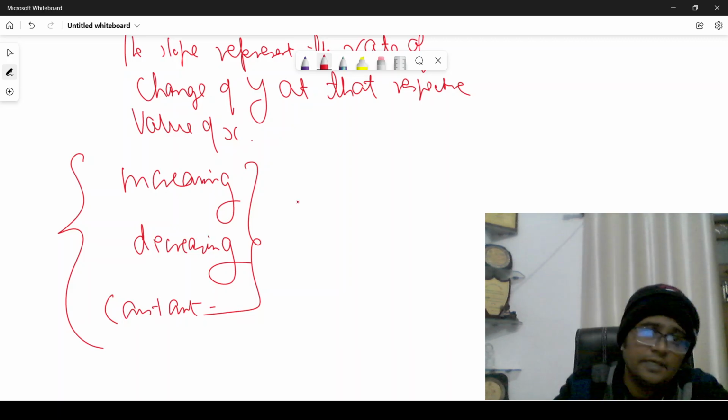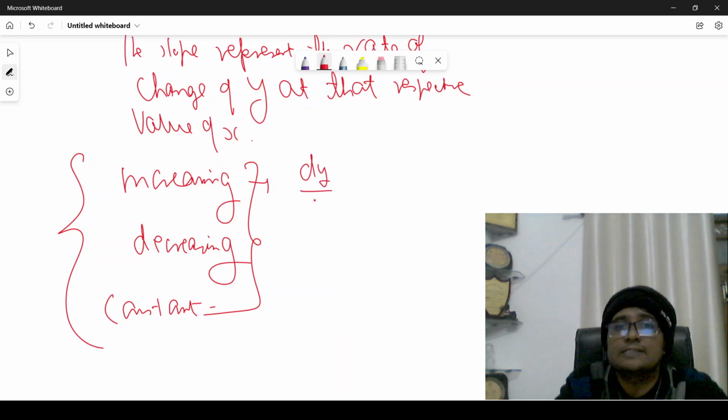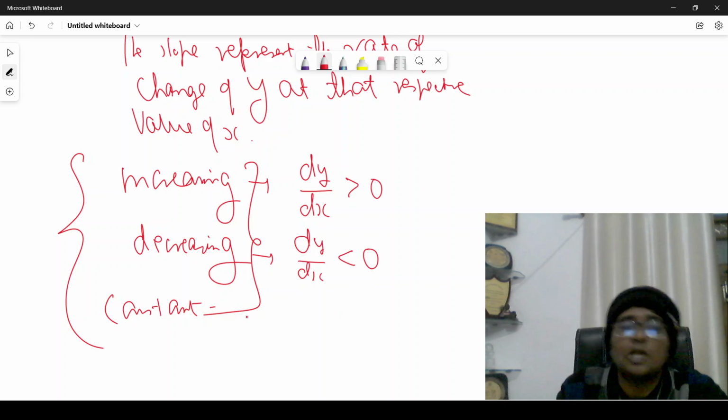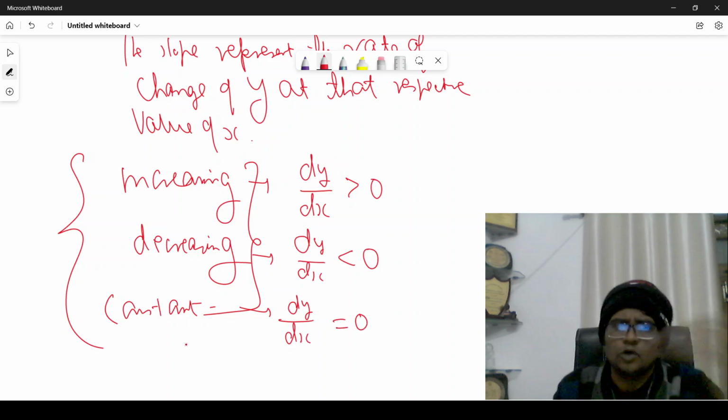If it is increasing, then the value of dy by dx that you will get will be more than 0. If it is decreasing, the value of dy by dx will be less than 0. If it is constant, the value of dy by dx will be equal to 0. So that was all about the maths of differentiation.